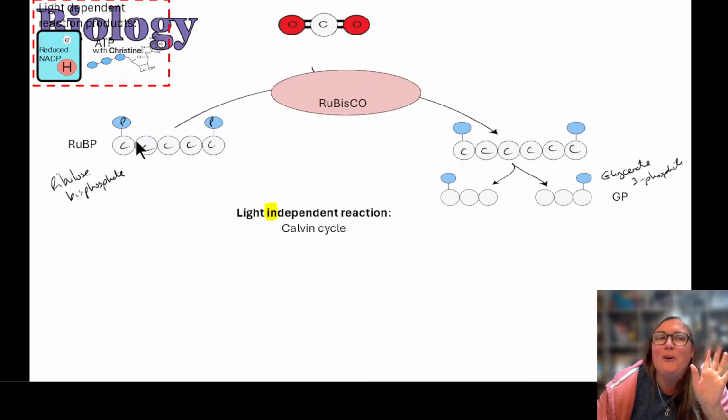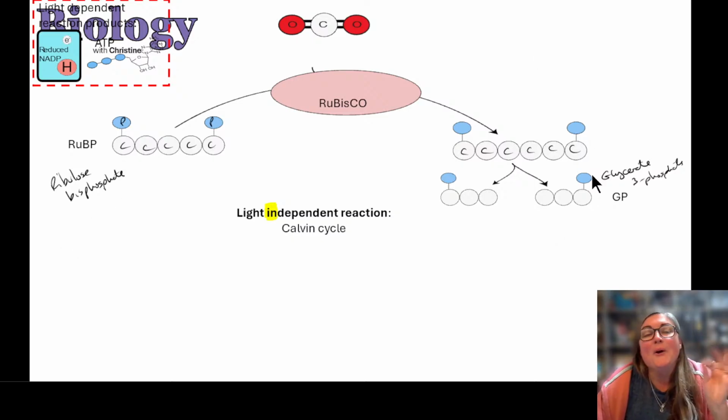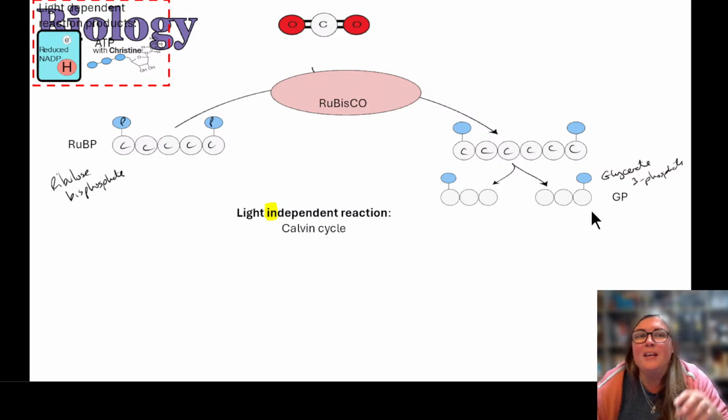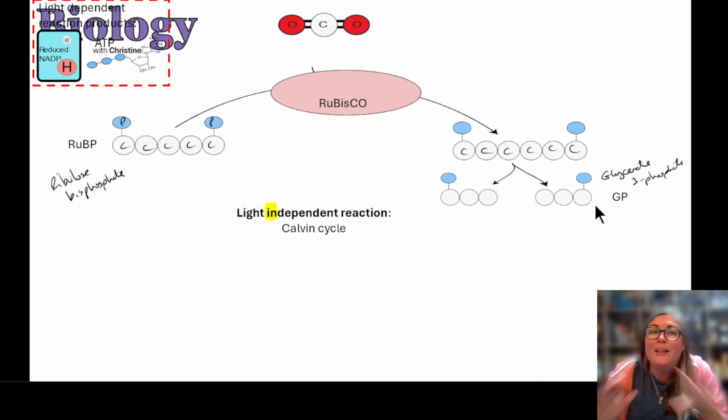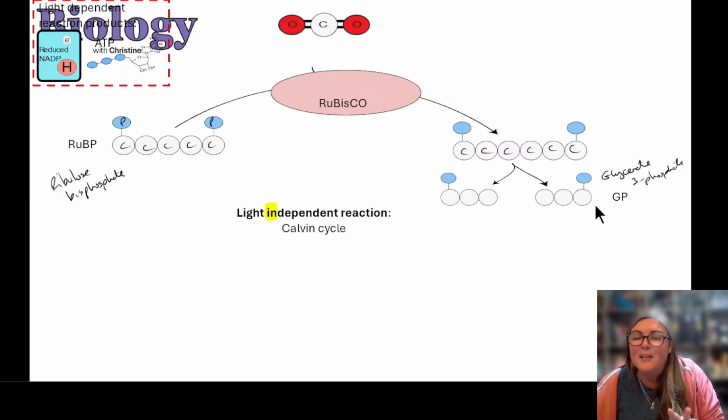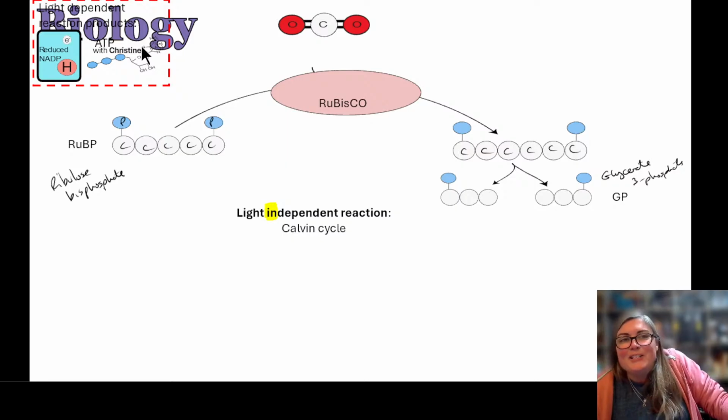Back to this. We've got our RuBP, ribulose bisphosphate, and our GP. We fixed carbon dioxide. It's now lysed into glycerate 3-phosphate, 2 of them. And the one thing I would say to you is don't forget the light dependent reaction products.